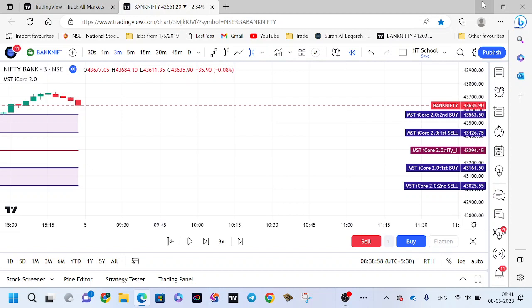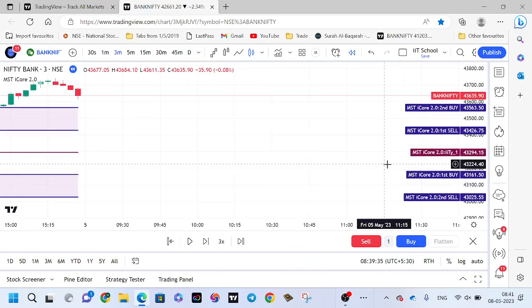Now, this indicator is MST iCore 2.0 premium version. It is an advanced version released 7 years back, and we have updated many things in the latest version, that is the 2023 version. Let me show you the demo of how to use this indicator based on today's performance. For example, I have taken Nifty Bank and kept it in the 3 minutes time frame. You can keep 1 minute, 30 seconds or 15 minutes, whichever time frame you want if you are trading intraday.